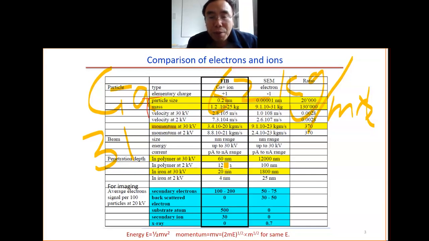The typical is about 1 nanometer per kilovolt. But for the electron beam, it can go to more than 10 micrometers for the polymer or 2 micrometers for the case of the iron or silicon when we use 30 keV.